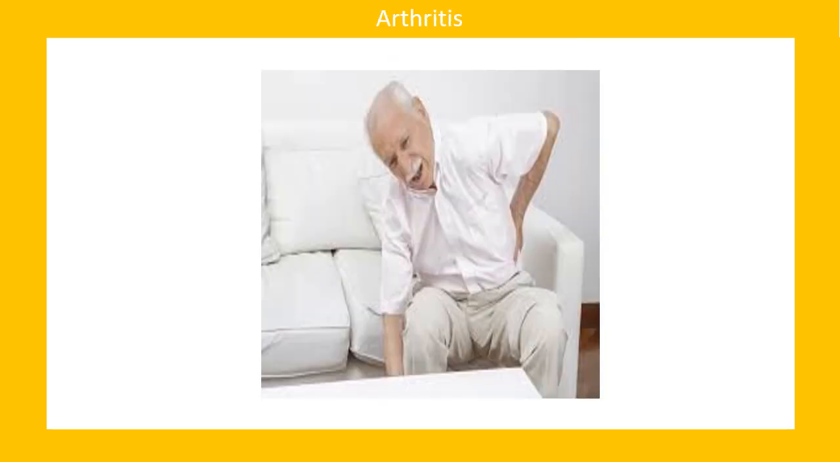Now I am telling you about a disease called arthritis. Arthritis is a disease of joints. It can cause a few problems to our joints. It causes pain in the joints. Even the ligament in the joints gets dried up because of the disease known as arthritis.